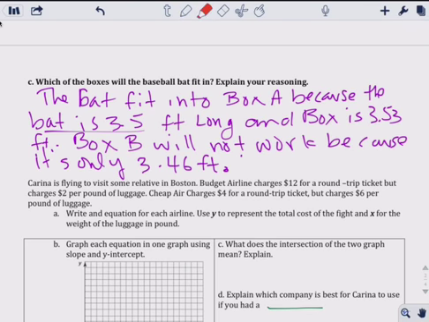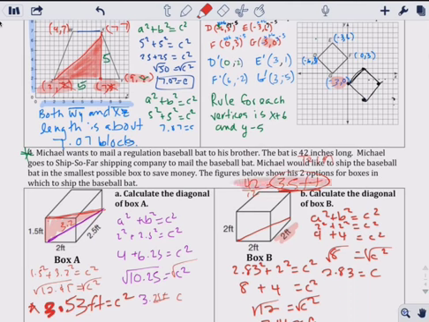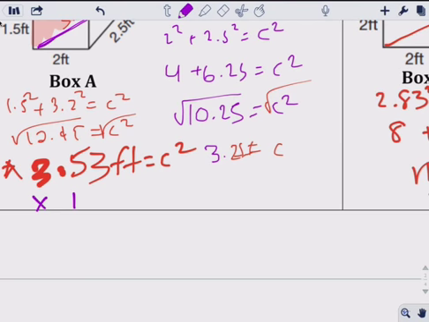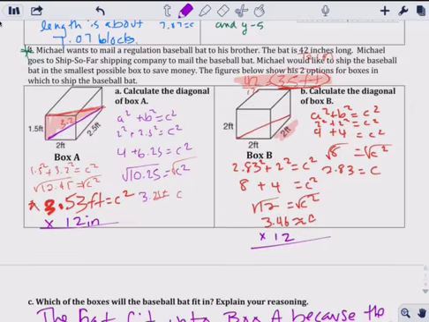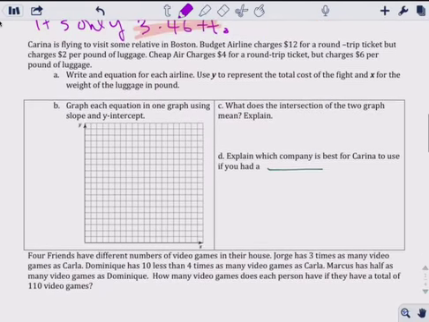But make sure when you explain, you're explaining with numbers. Okay, and I need to see this work in conversion. If you're going to turn it into inches, make sure you multiply this by 12 inch, multiply this by 12 inch, to see which one will fit the 42 inch bat.